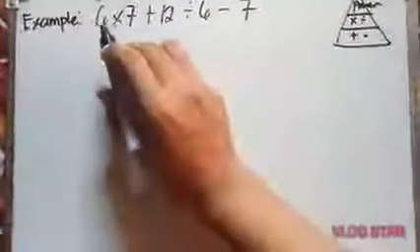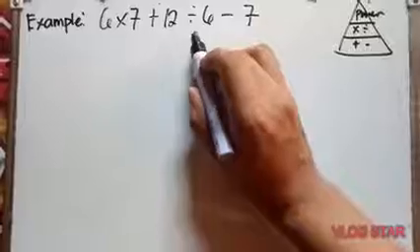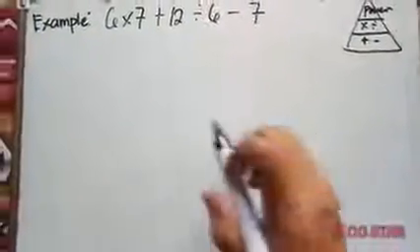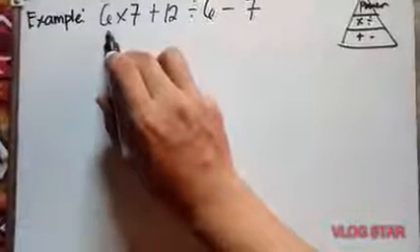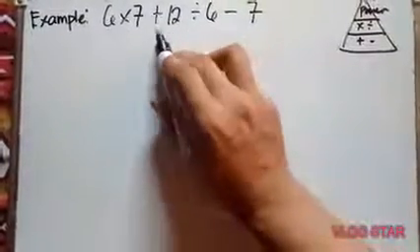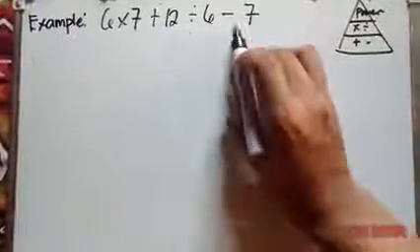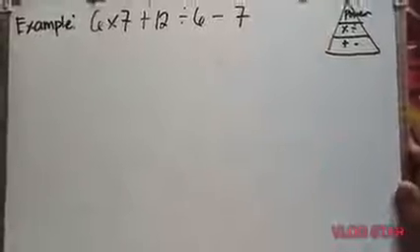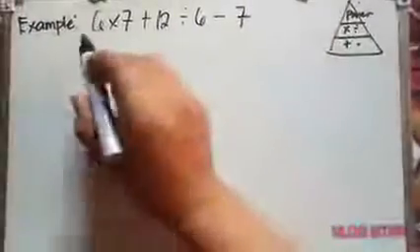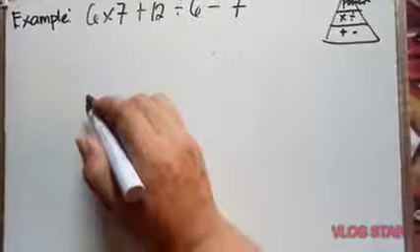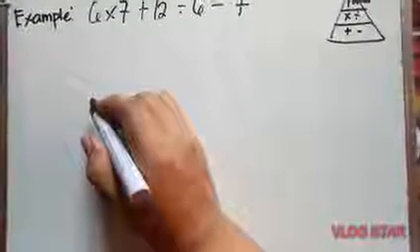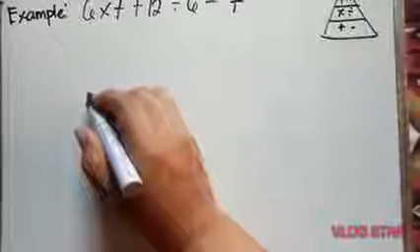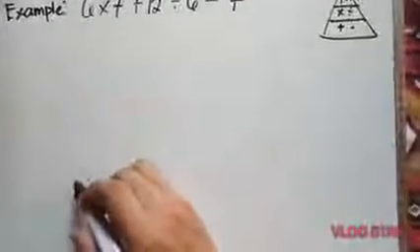So next example is 6 times 7 plus 12 divided by 6 minus 7. So you can see that we have multiplication first, then addition, division, and subtraction. So this means that we should multiply first. 6 times 7, the answer is 42.